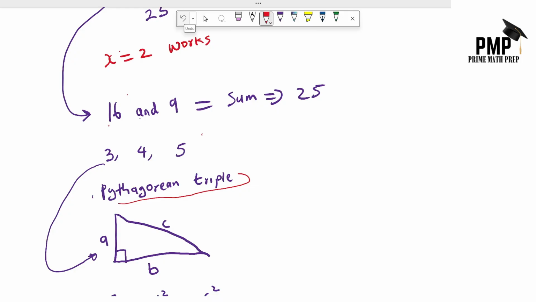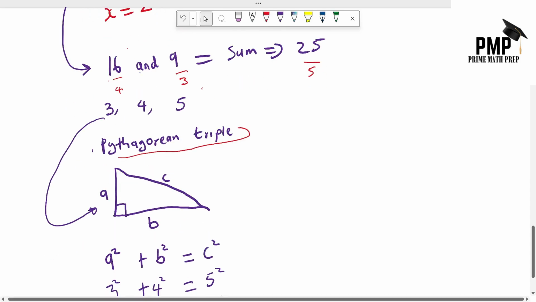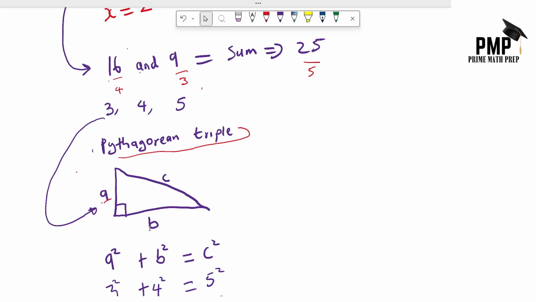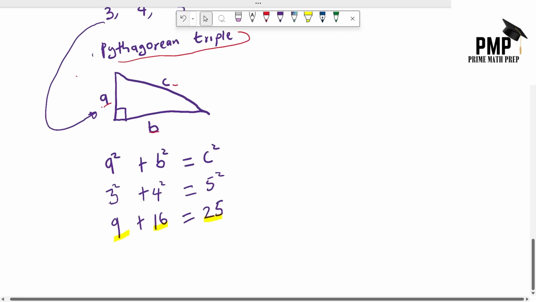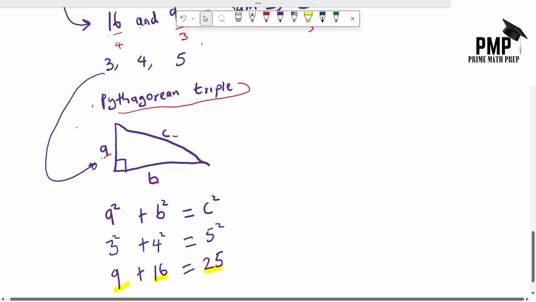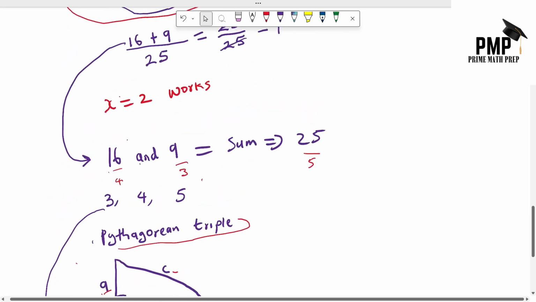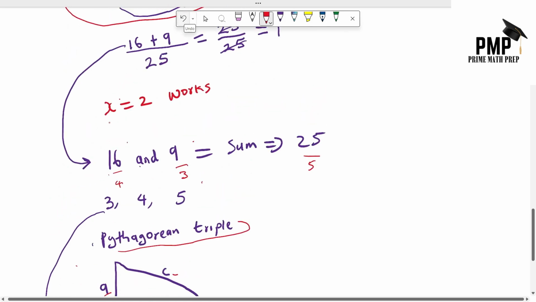These are perfect squares, right? This is 4 squared, this is 3 squared, this is 5 squared. So we can write this as 4, 3, and 5 using the Pythagorean theorem, where 3 will replace A, 4 will replace B, and 5 will replace C, and we are able to get 25. This is just to prove that this is a Pythagorean triple. But our main solution to this equation, the one that made the equation work, is x equal to 2.